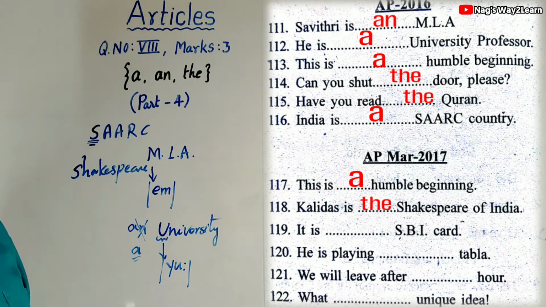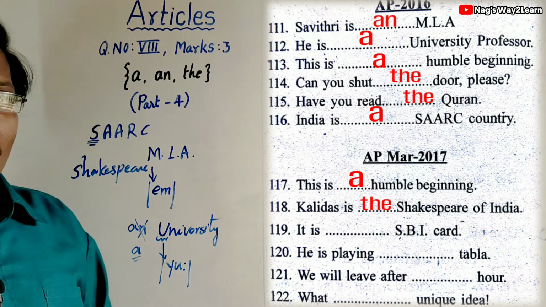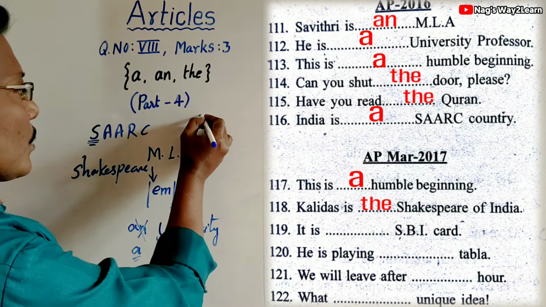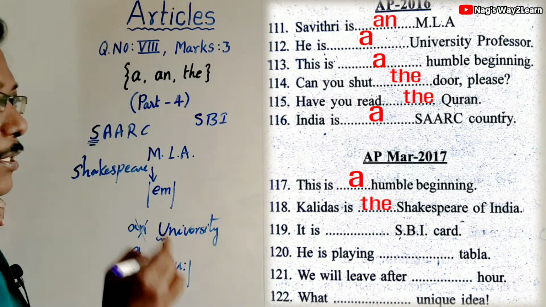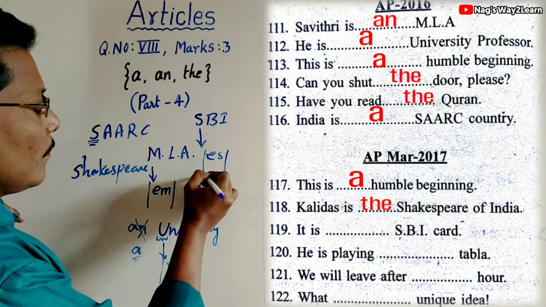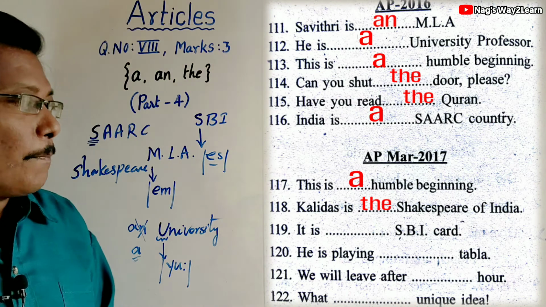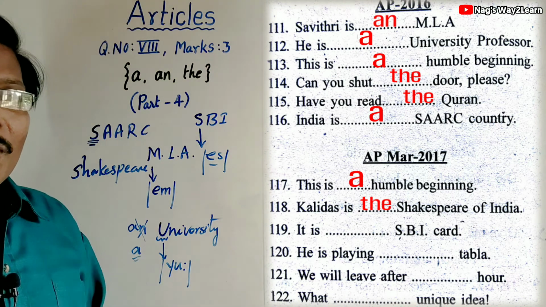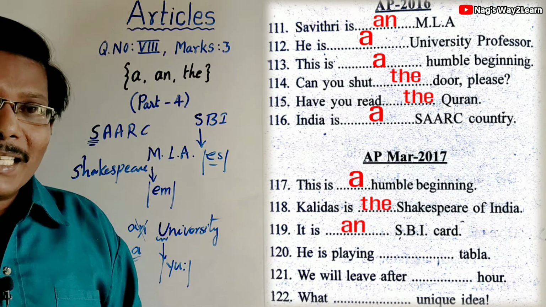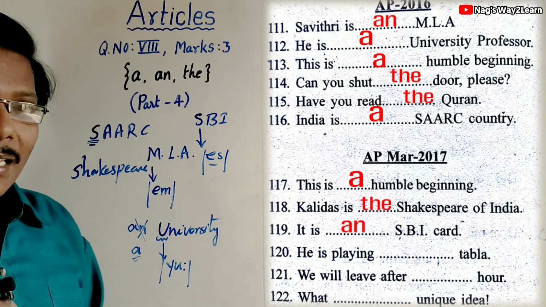Okay. So next one, it is dash SBI card. SBI is again an abbreviation for State Bank of India. While dealing with abbreviations, I already told you that we have to observe how the first letter is pronounced. Here in SBI, S is pronounced as "es", so we are starting this sound with a vowel sound. Therefore it is an SBI card. Okay, understand? Yes, we are pronouncing the letter S with a vowel sound, therefore there should be an. It is an SBI card.